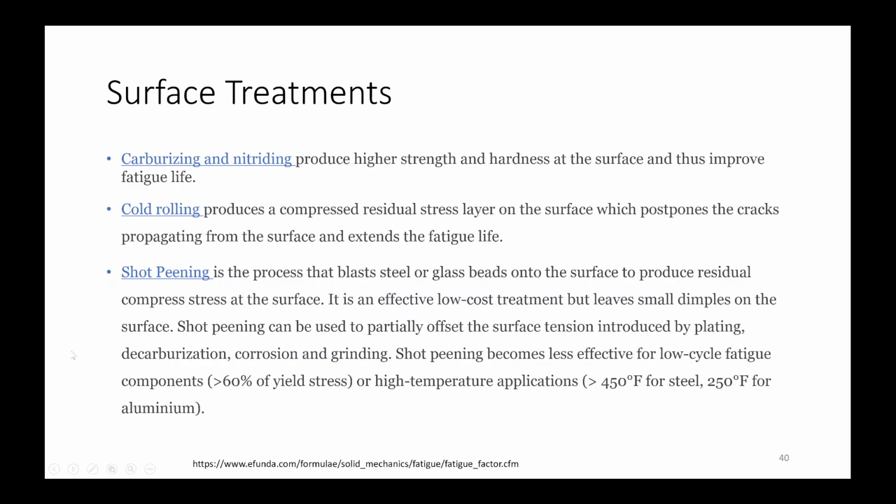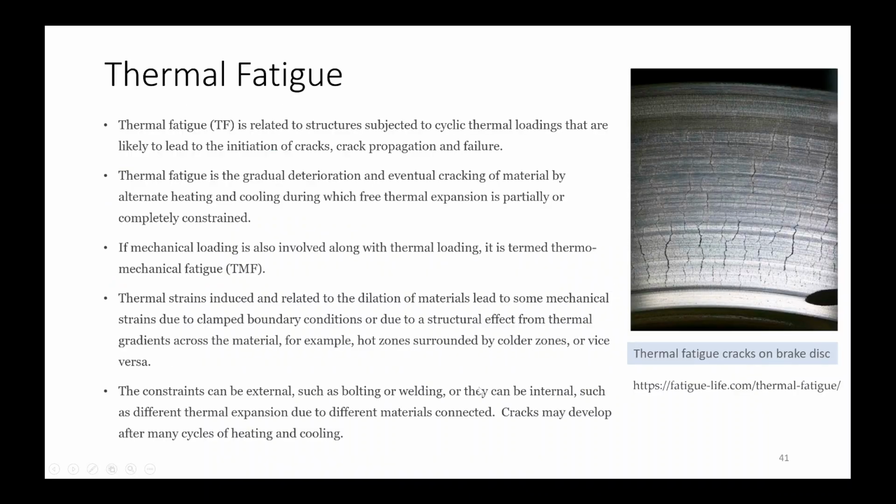Shot peening can be used to partially offset the surface tension introduced by plating, decarburization, corrosion, and grinding. This shot peening is mainly used for ball bearings and it becomes less effective for low cycle fatigue components and also in case of high temperature applications, because an annealing type of effect will take place in that case and your residual stresses will be lost.